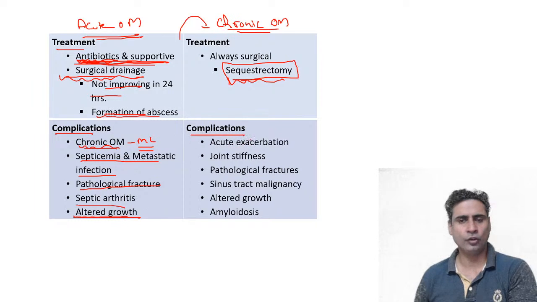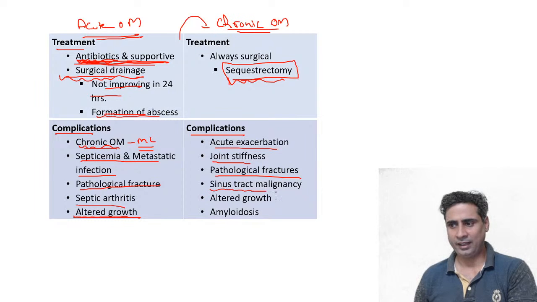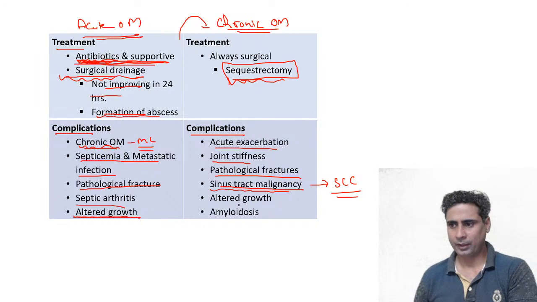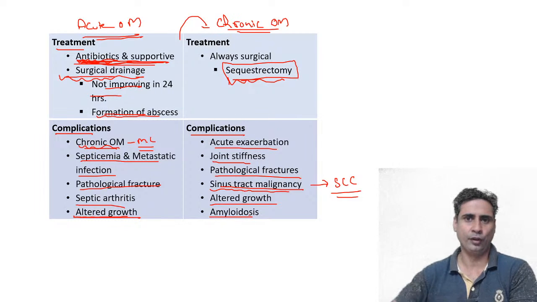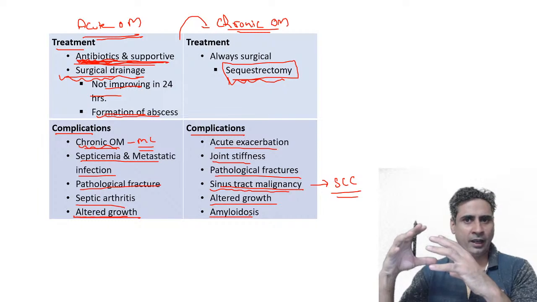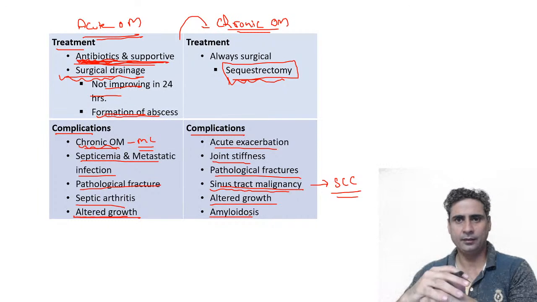Complications of chronic osteomyelitis are acute exacerbation. There can be joint stiffness, pathological fractures. There can be sinus tract malignancy. Sinus tract malignancy will be soft tissue malignancy, and most commonly it will be squamous cell carcinoma. There can be altered growth or rarely amyloidosis. So this was about acute and chronic osteomyelitis.